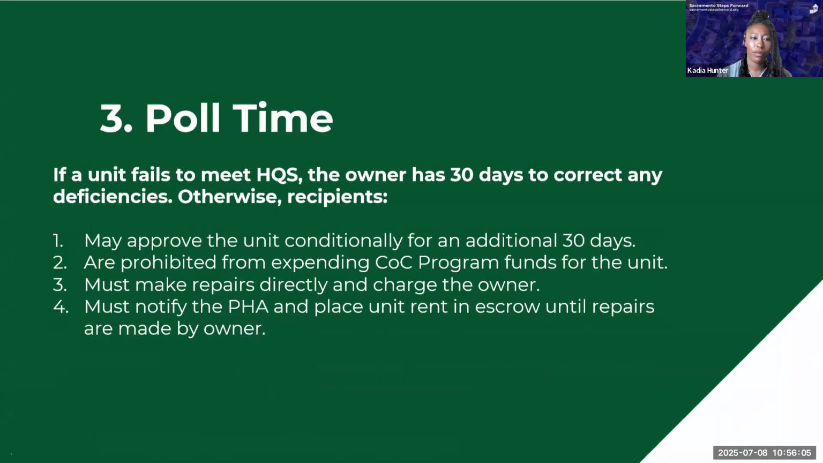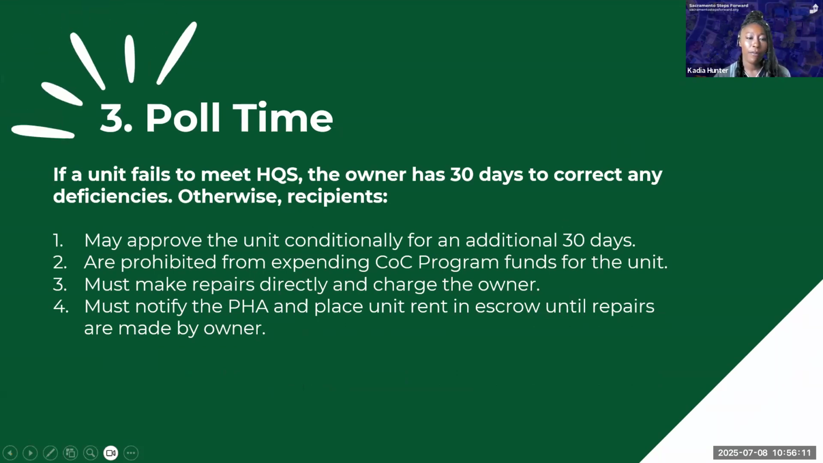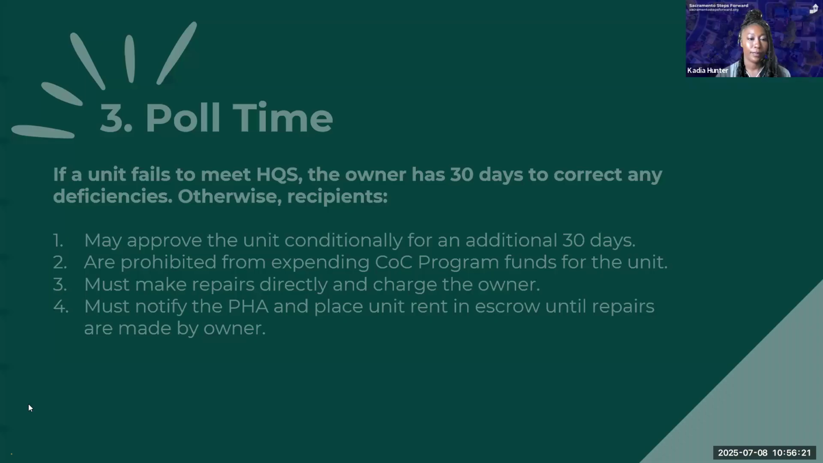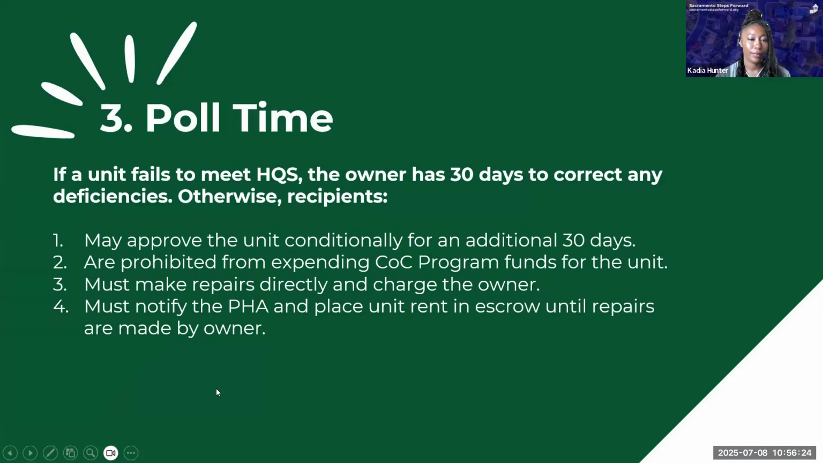I believe it's a poll. Yes. So on this poll, if a unit fails to meet HQS, the owner has 30 days to correct any deficiency. Otherwise, recipients: one, may approve the unit conditionally for an additional 30 days; two, are prohibited from expending CoC program funds for the unit; three, must make repairs directly and charge the owner; four, must notify the PHA and place the unit rent in escrow until repairs are made by the owner.